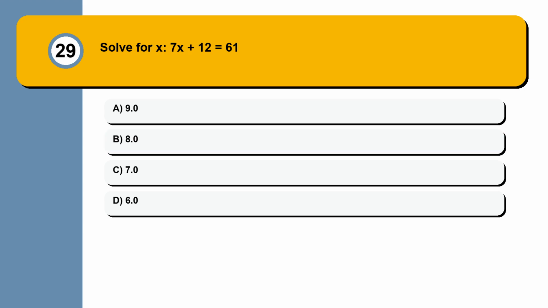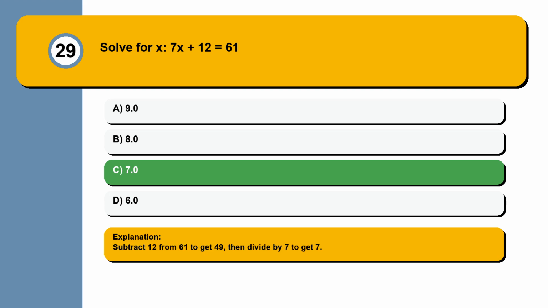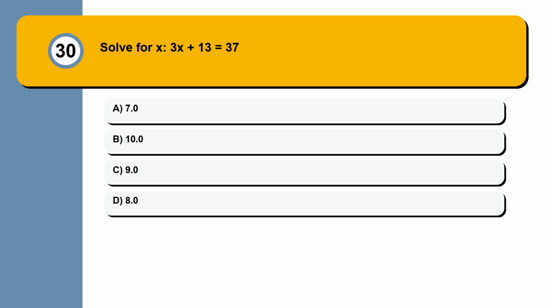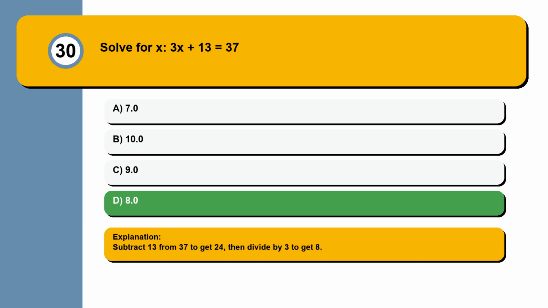Question 29. Solve for x: 7x plus 12 equals 61. 9.0, 8.0, 7.0, 6.0. Subtract 12 from 61 to get 49, then divide by 7 to get 7. Question 30. Solve for x: 3x plus 13 equals 37. 7.0, 10.0, 9.0, 8.0. Subtract 13 from 37 to get 24, then divide by 3 to get 8.